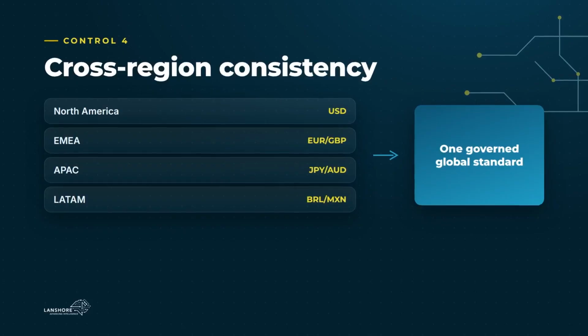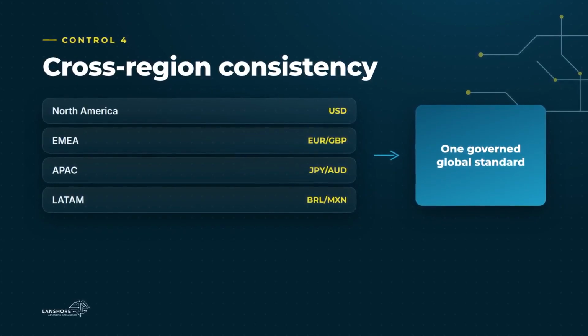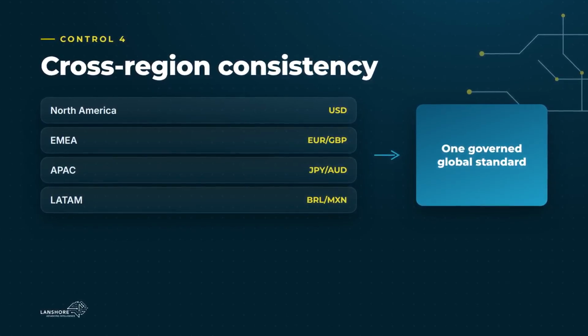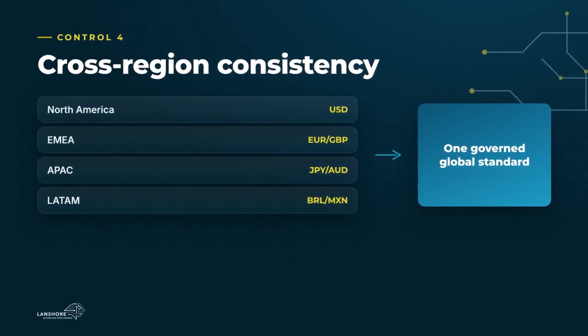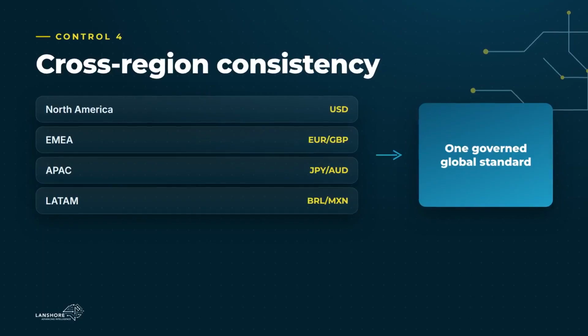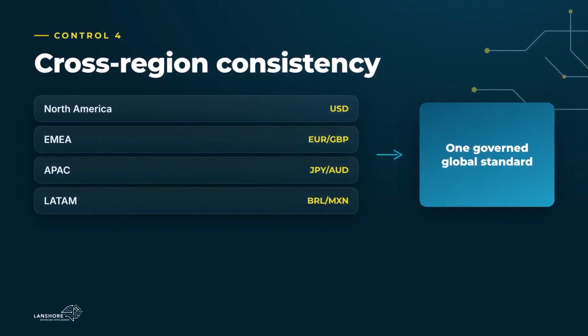Step 4 is cross-region consistency, the hardest part of global incentive governance. The goal is one global framework with room for local reality, different currencies, different quotas, and local regulations, all governed by the same controls and same definitions.